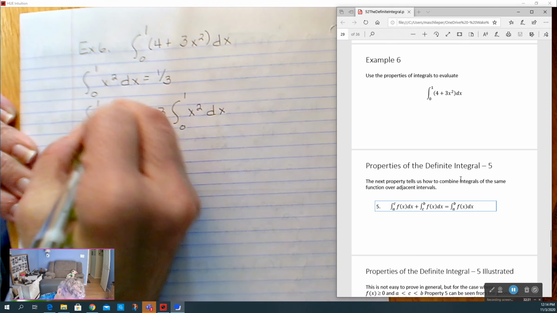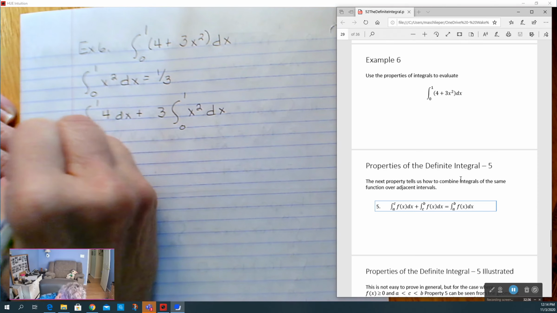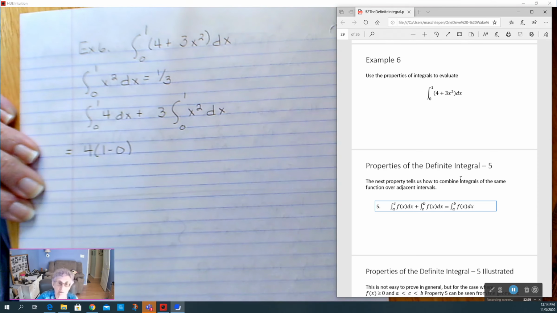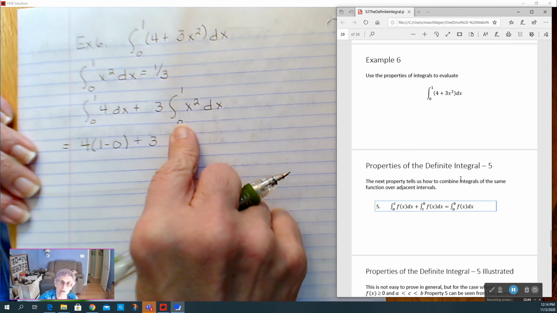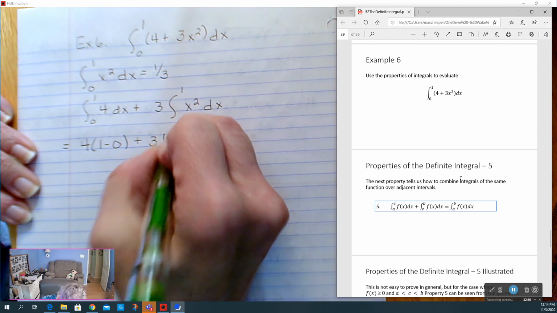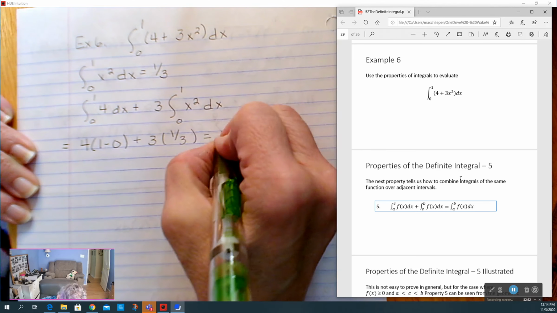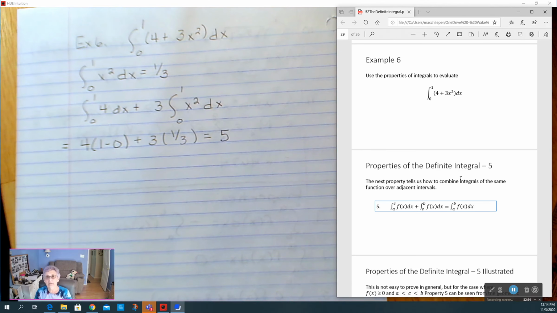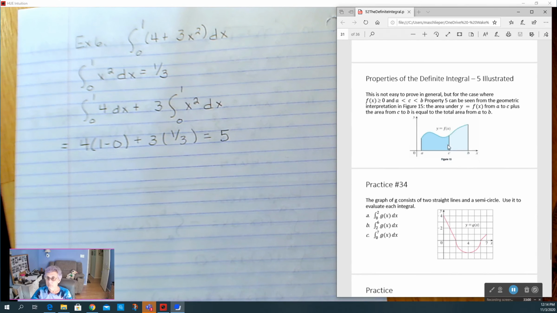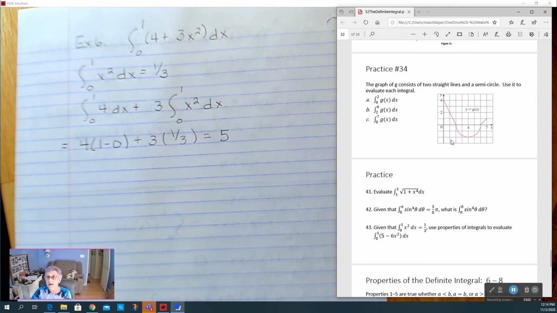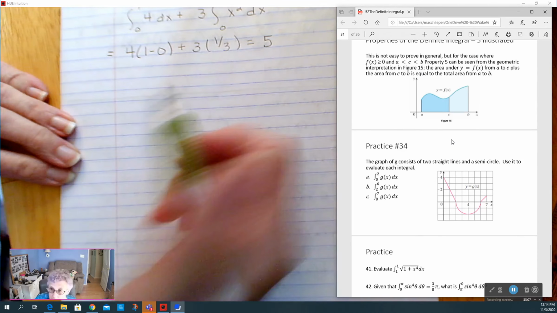So the integral from 0 to 1 of this constant, 4 dx, is just 4 times b minus a. And then this is 3 times the integral from 0 to 1 of x squared. So 4 plus 1 is 5. Easy enough. So now we're going to use that last property, that if we divide pieces up, we can add them together.